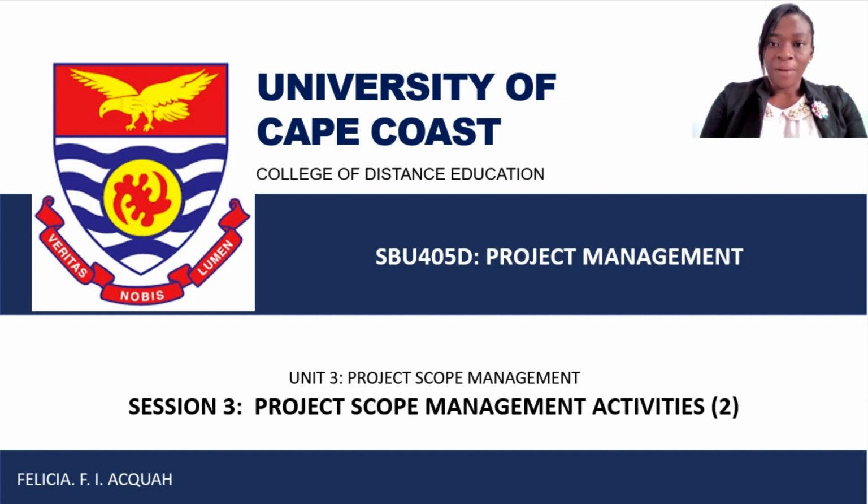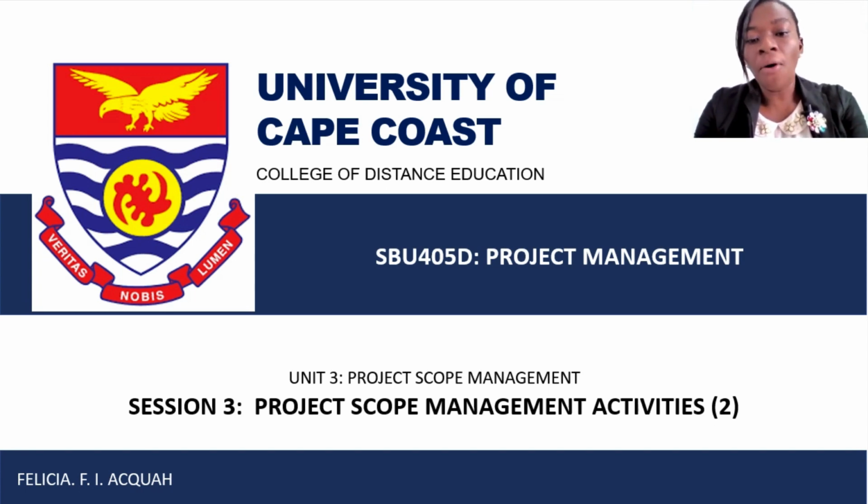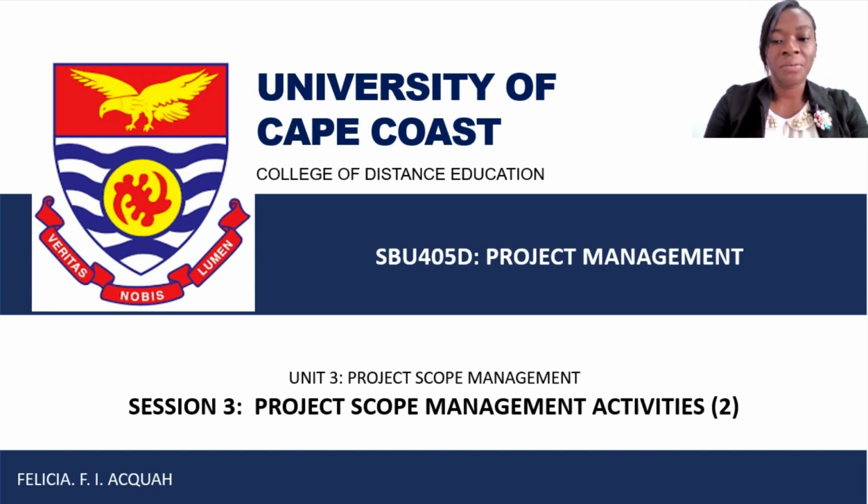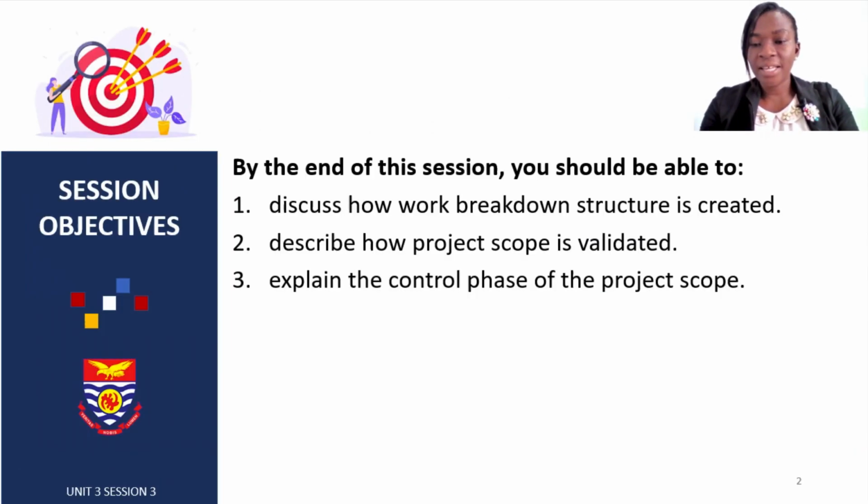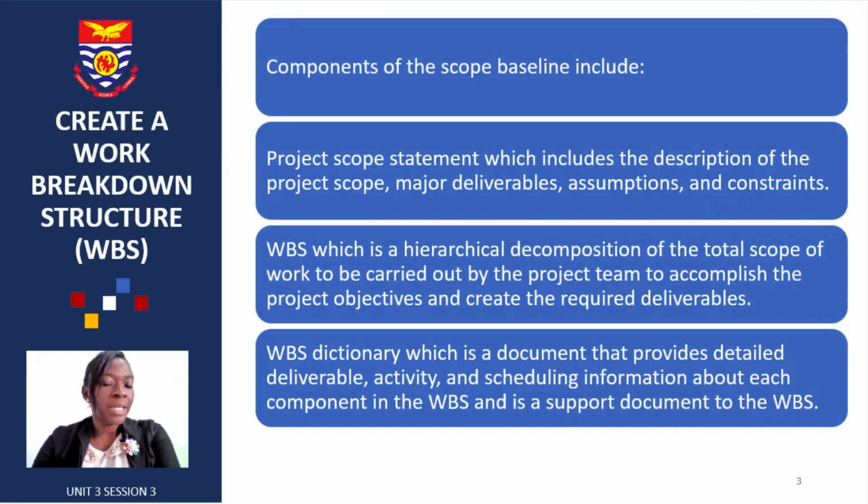I'll be taking you through Unit 3, Project Scope Management. Specifically, we're going to focus our discussions on some project management activities, session 3. By the end of this session, you should be able to discuss how the work breakdown structure is created, describe how project scope is validated, and then the control phase of the project scope. So let's look at the work breakdown structure.